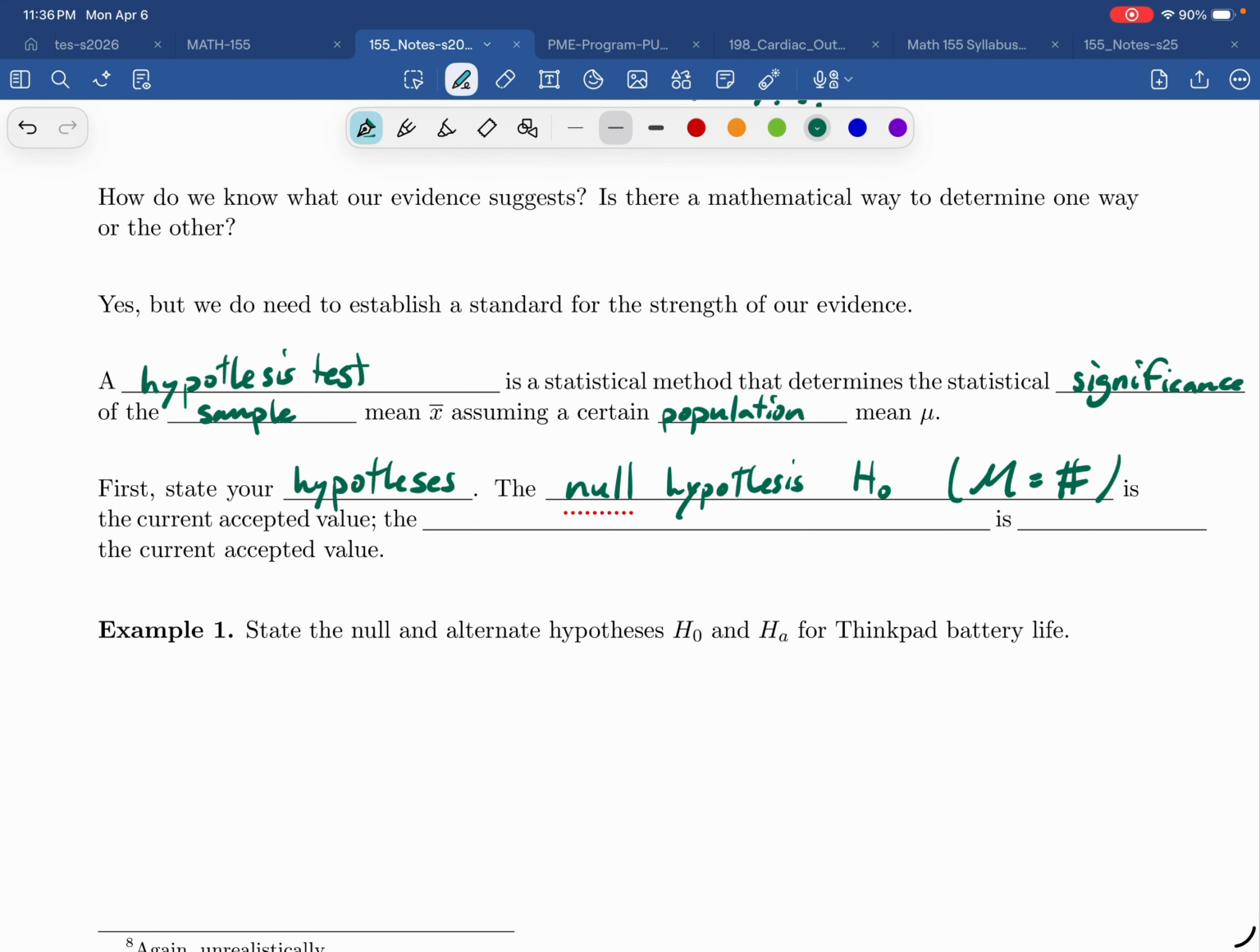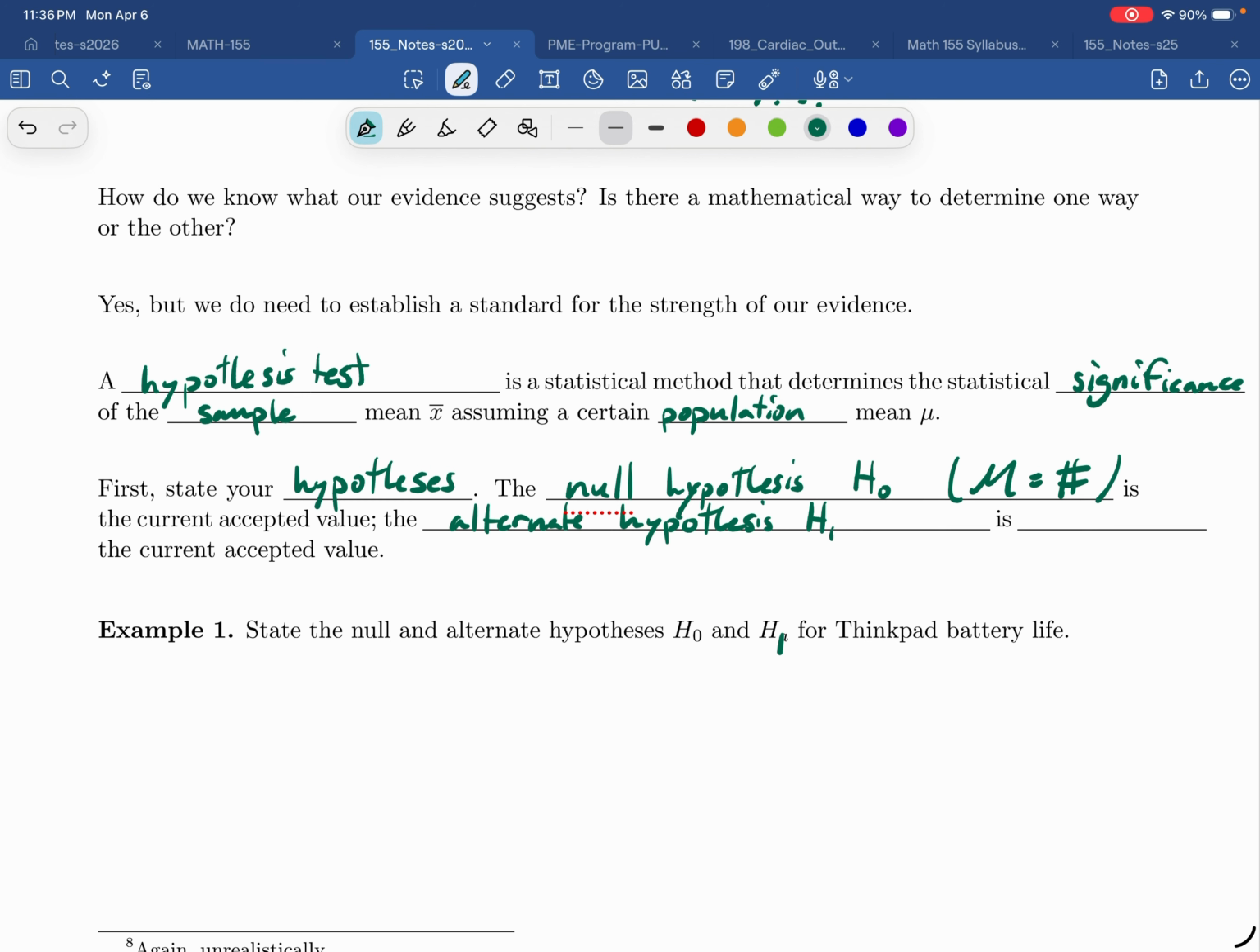Meanwhile, the alternate, sometimes it's referred to as the alternative, and that's referred to as H1. You might also see HA, but the book calls it H1, so we'll call it H1.